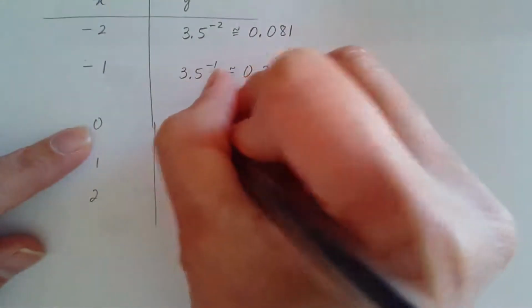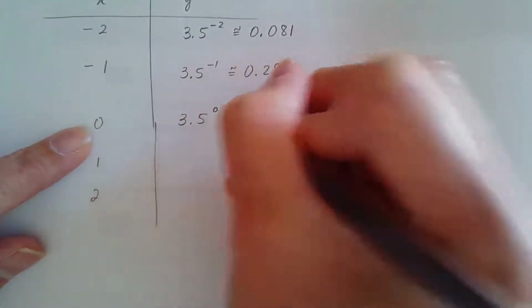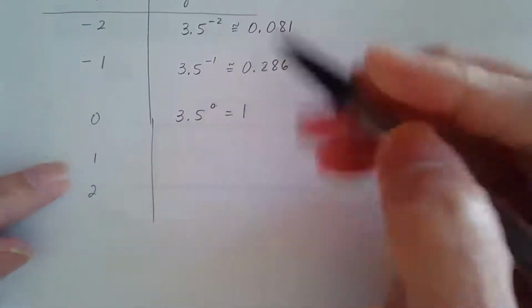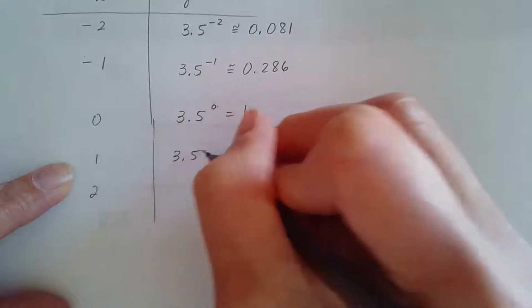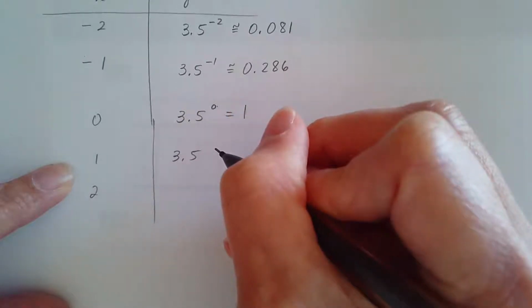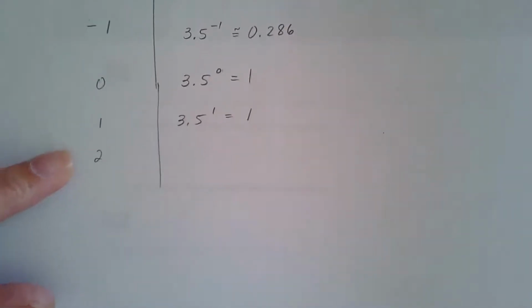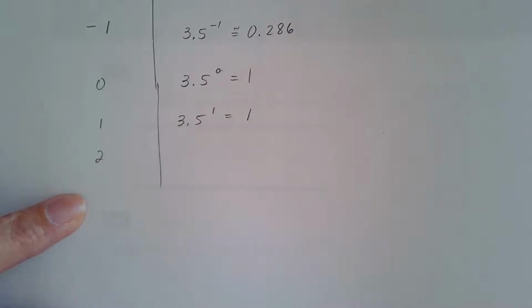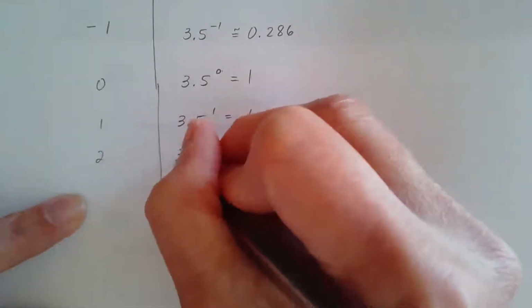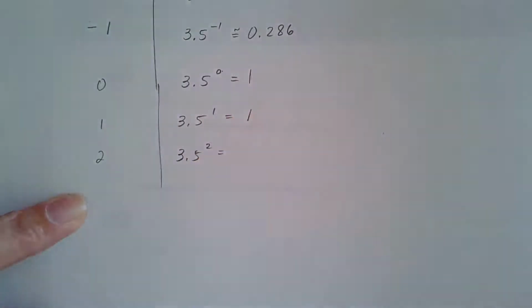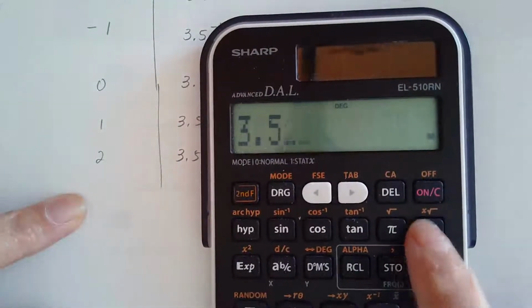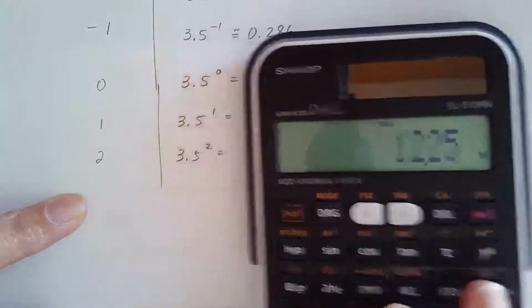And then this one here is going to be easy. 3.5 to the exponent 0 is exactly 1, because anything to the exponent 0 is 1. And then 3.5 to the exponent 1 is 3.5. And then 3.5 squared, whatever that is, is equal to 12.25.